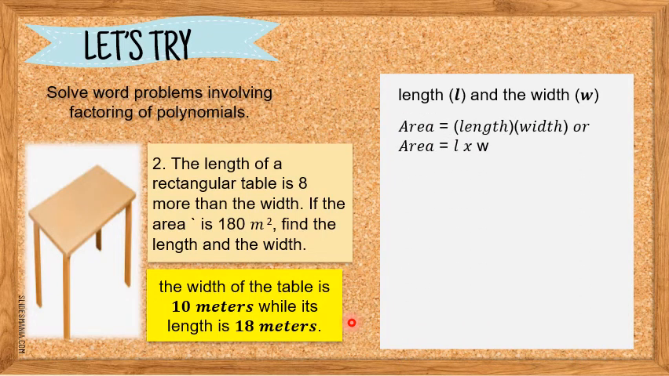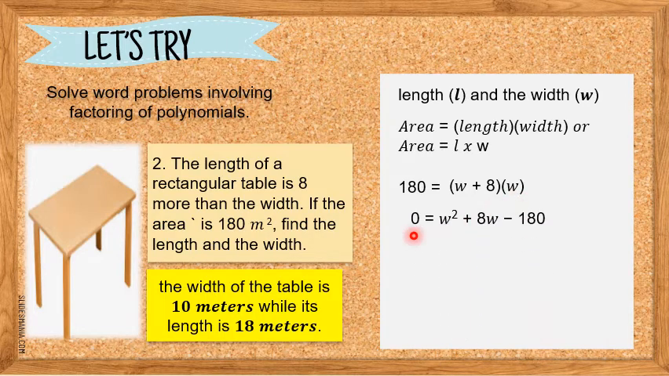This is the area, which is length times width, or we can write it as area equals L times W. Then let's write the area is 180 as mentioned here. And then we have W plus 8 times W. Where do you get the W plus 8 here? That is 8 more than the width. And then we have the width of the rectangle, which is W.